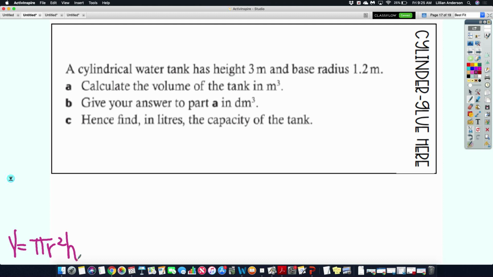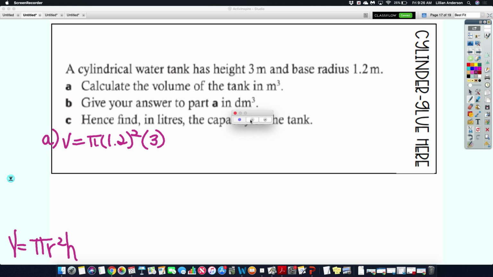So volume of the cylinder is pi r squared h, and we are looking for the volume. So this one's pretty simple, right? Don't we have all of our information? Yes, we do. So we know our radius is 1.2, so we're going to square that. We're going to multiply by the height, which is 3, and then multiply by pi. So let's go ahead and do that.